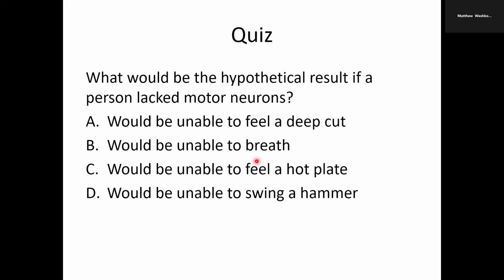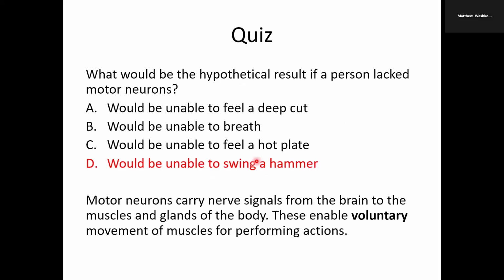All right. And so now think about this. If I were to have a person and they have no motor neurons, which one of these is true? They would be unable to swing a hammer. These other options are sensory neurons, not motor neurons. Unable to breathe, that's an entirely different thing, which we'll talk about a little bit later. Feel a hot plate, that's a sensory neuron, but you wouldn't be able to swing a hammer.